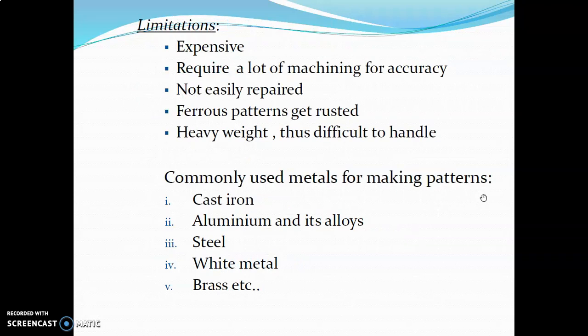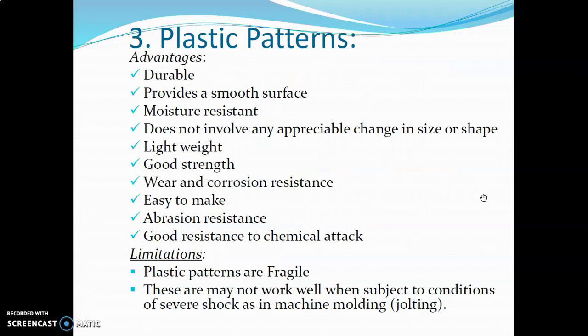Expensive compared to wood. Requires a lot of machining for accuracy. Not easily repaired. Ferrous patterns get rusted, heavy weight, difficult to handle. So these are some disadvantages. Now, the materials commonly used for the pattern are cast iron, aluminum and its alloys, steel, white metal, brass. These are the materials commonly used as pattern material.